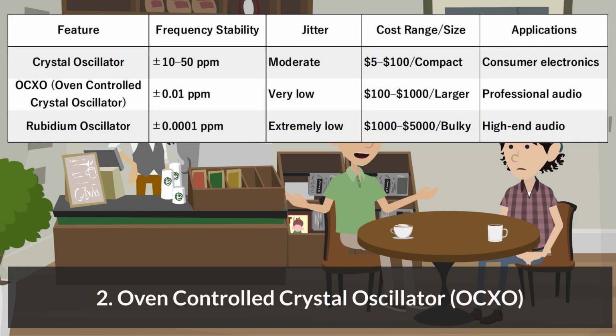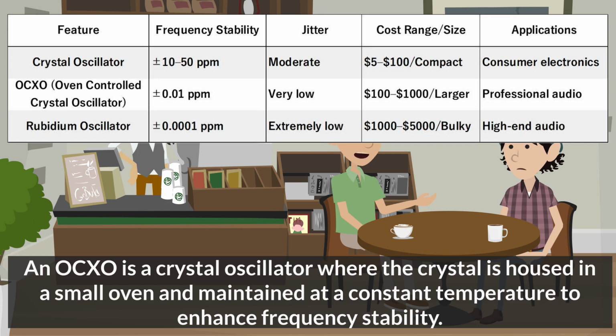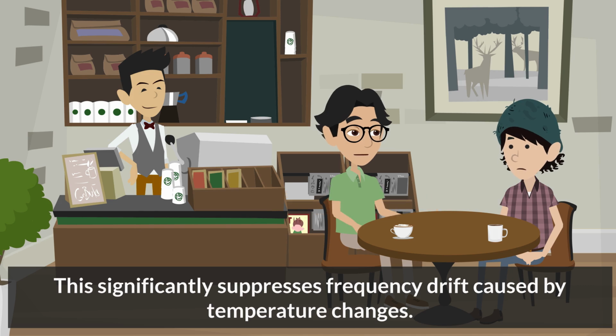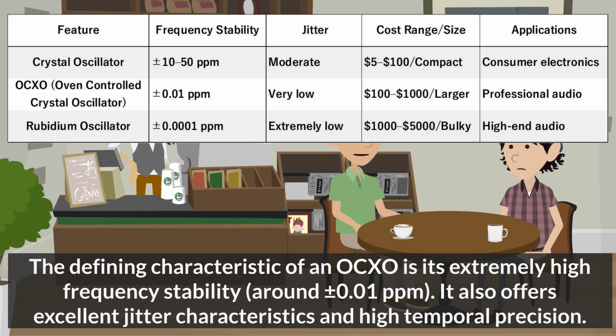Second, the oven-controlled crystal oscillator, OCXO. An OCXO is a crystal oscillator where the crystal is housed in a small oven and maintained at a constant temperature to enhance frequency stability. This significantly suppresses frequency drift caused by temperature changes. The defining characteristic of an OCXO is its extremely high frequency stability, around ±0.01 ppm. It also offers excellent jitter characteristics and high temporal precision.